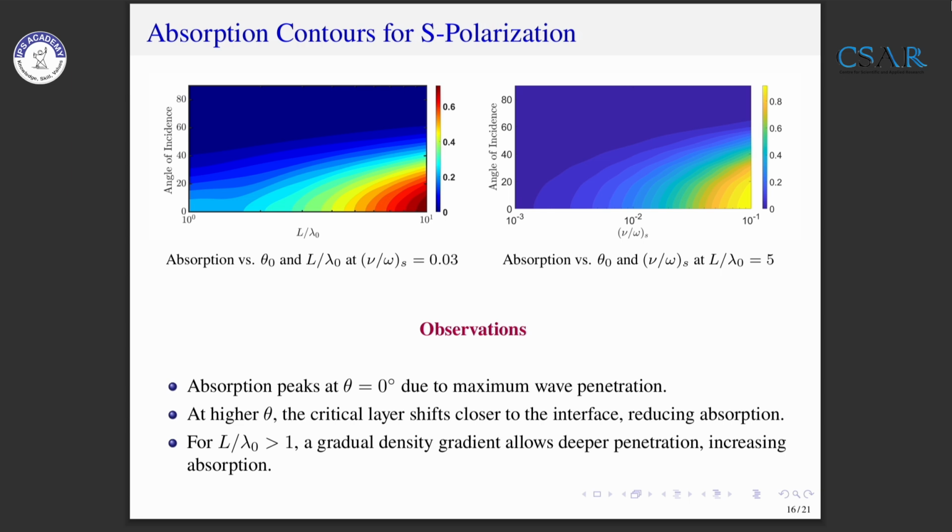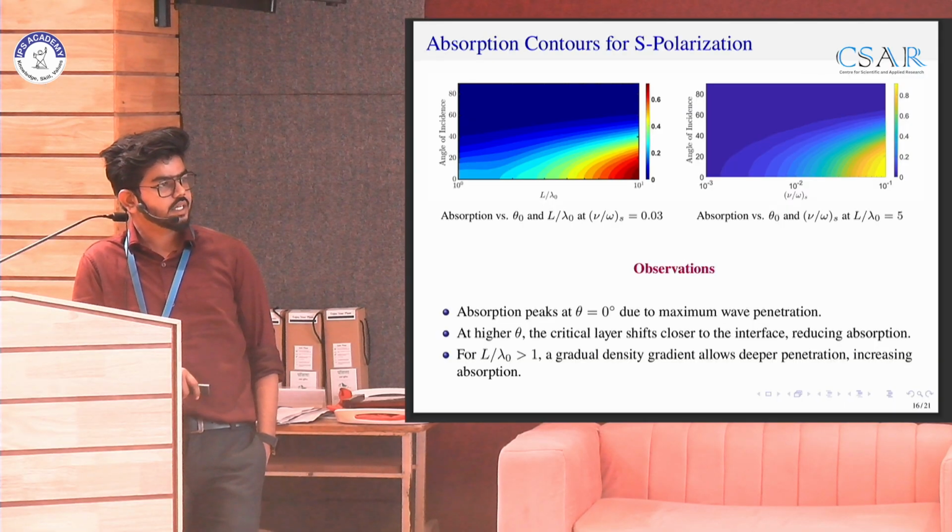Here is the observation. Absorption peaks at theta equal to 0 degrees due to the maximum wave penetration. At higher theta, the critical layer shifts towards the vacuum-plasma interface, reducing absorption. For scale length greater than 1, a gradual density gradient allows deeper penetration, increasing absorption.